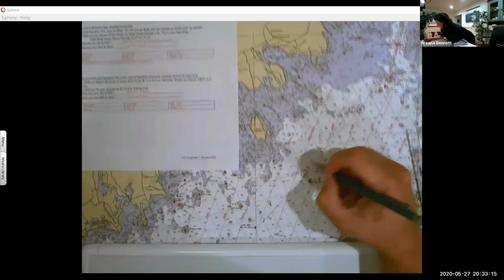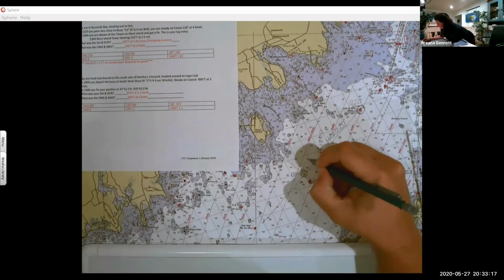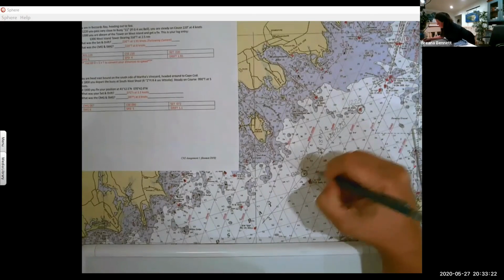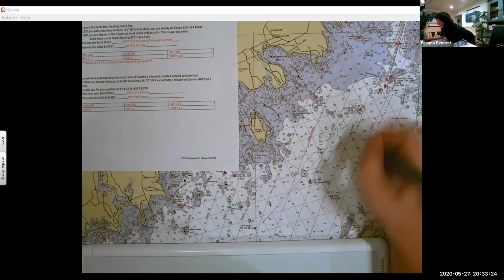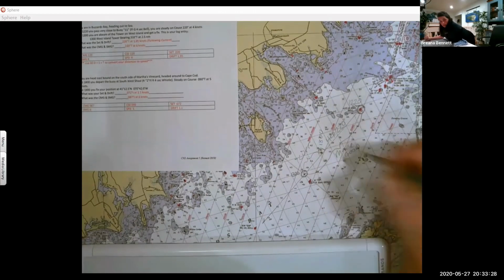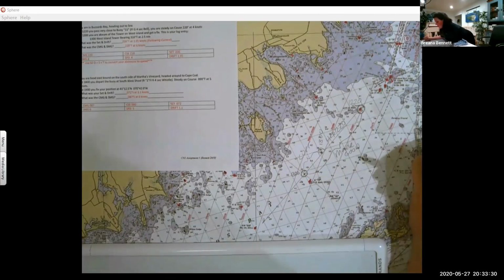Pencil here. This line is my current. This line is my made good. So what do we see first? Our first one is, what is the set and drift?